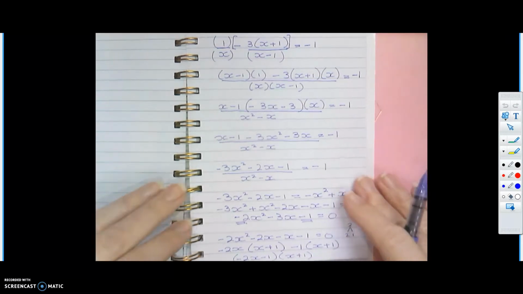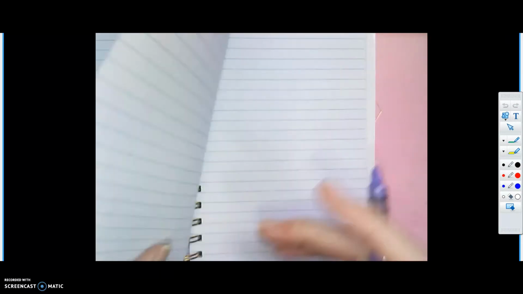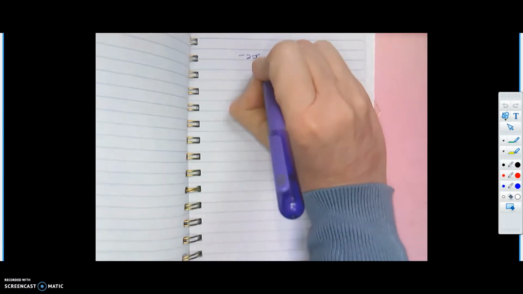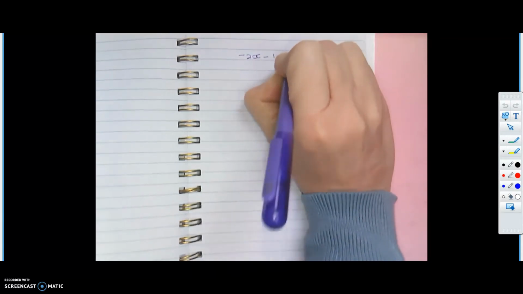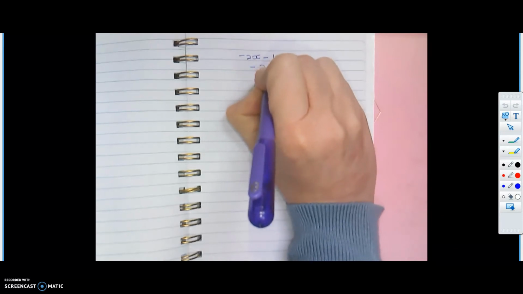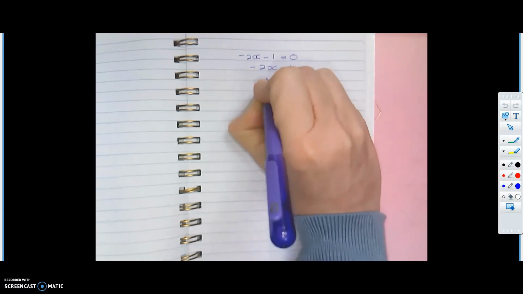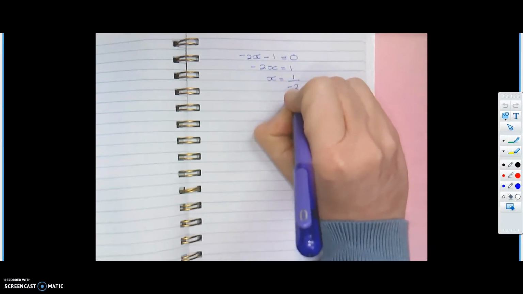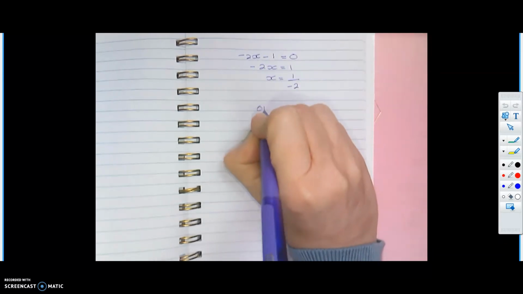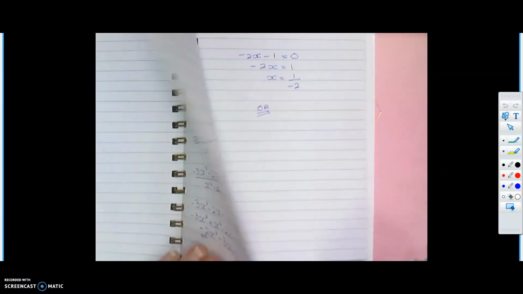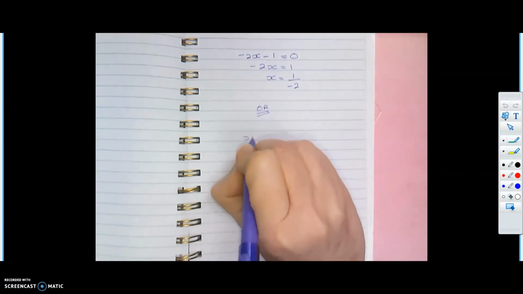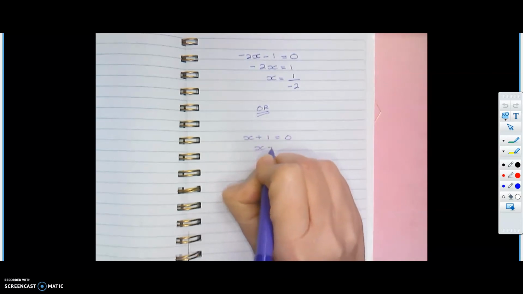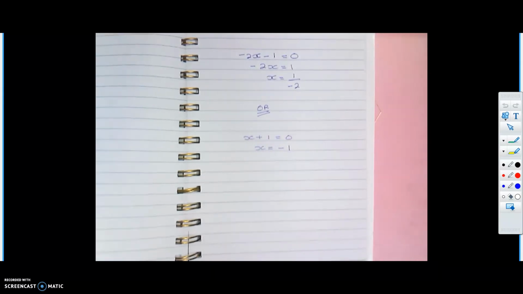So in terms of answers, I have minus 2x minus 1 equals 0. So that means minus 2x is equal to 1. X is equal to 1 over minus 2. Or you have x plus 1 equals 0. So x is equal to minus 1. But that is your answer.